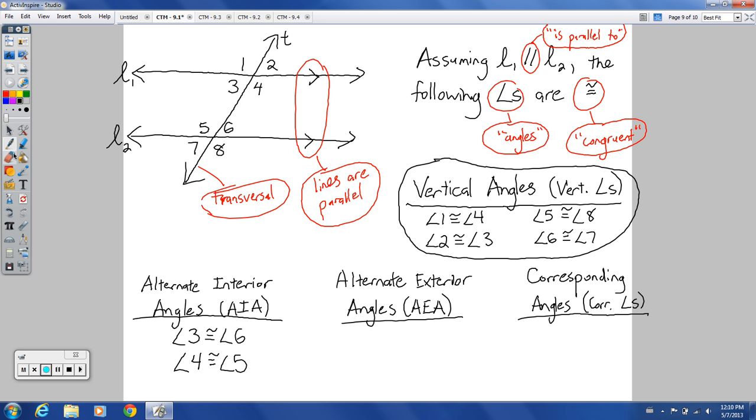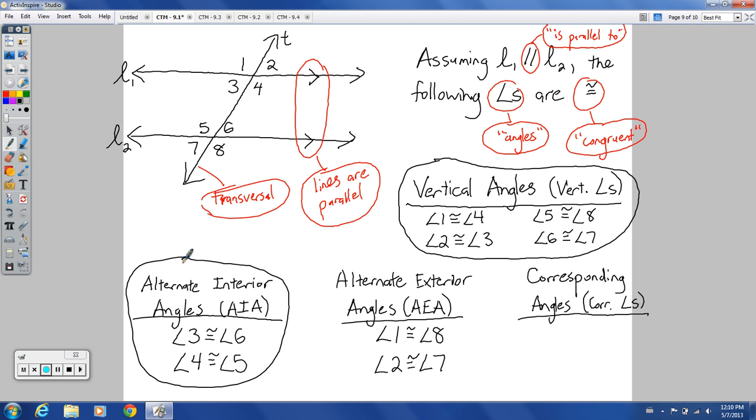And then alternate exterior angles, a very similar idea, but now on the exterior, on the outside of the parallel lines. Considering this to be the interior, this would be the exterior. So this one and this one would be congruent. And you could also say that this one and this one are congruent to one another. So those are our two pairs of alternate exterior angles. That would be angle 1 is congruent to angle 8, and angle 2 is congruent to angle 7. So these are all alternate interior. These ones are all alternate exterior.